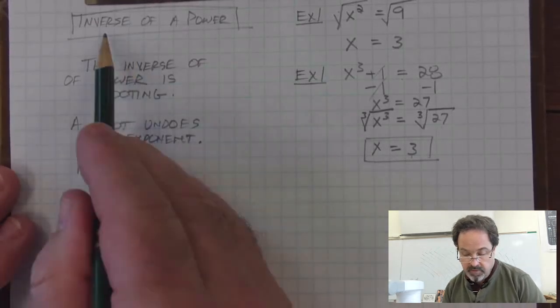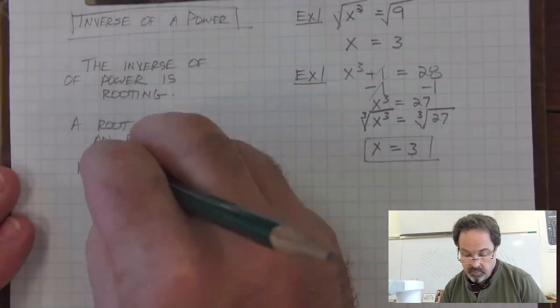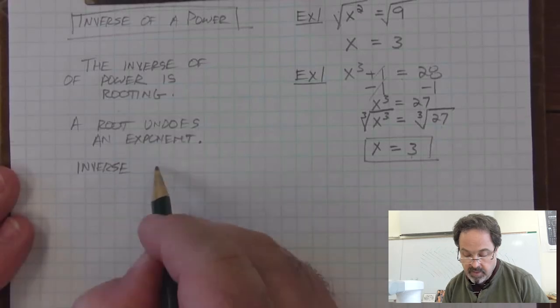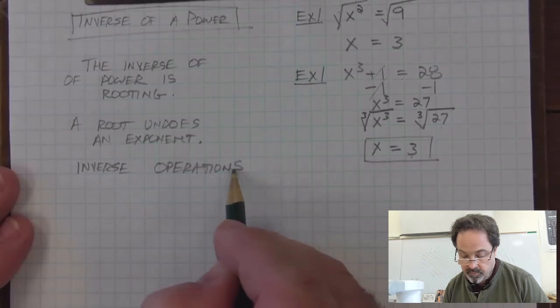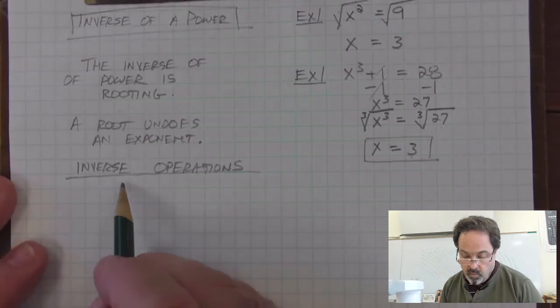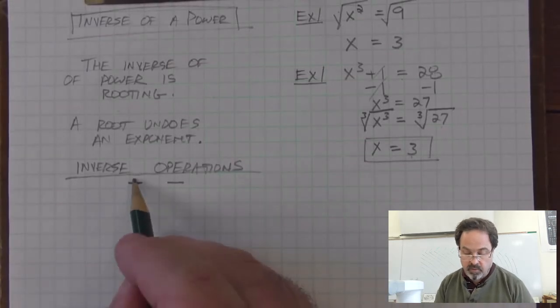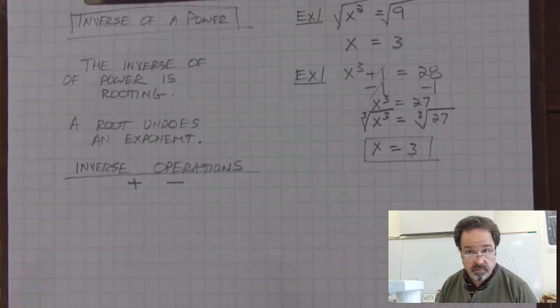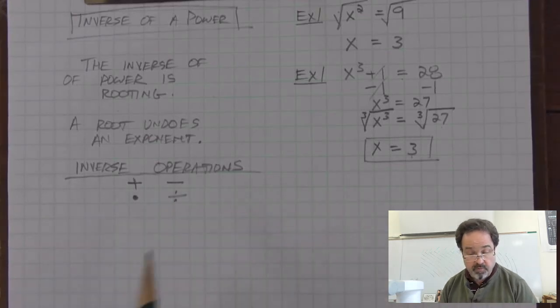With the inclusion of the inverse of a power, we can now list the inverse operations that we're familiar with. This helps in the solution process solving for a variable. We undo addition with subtraction. And we undo subtraction with addition. Addition and subtraction are inverses. We undo multiplication with division, and we undo division with multiplication because they're inverses.